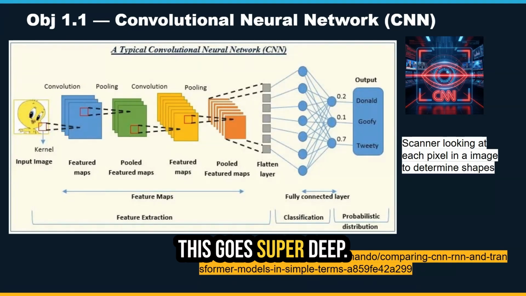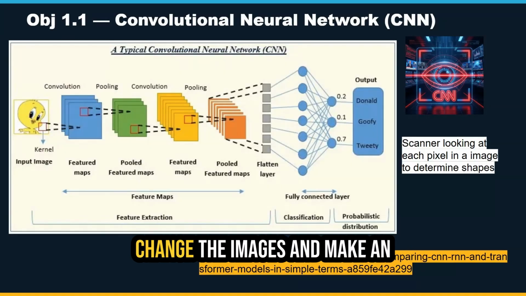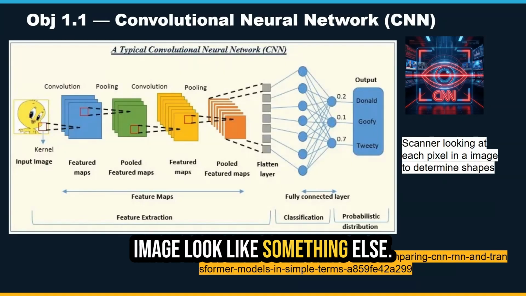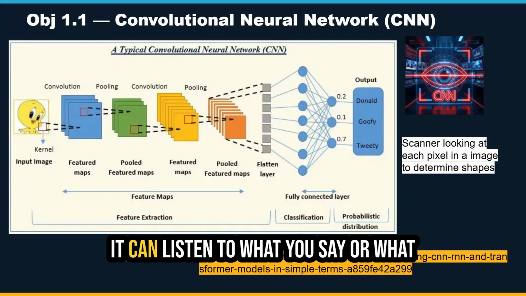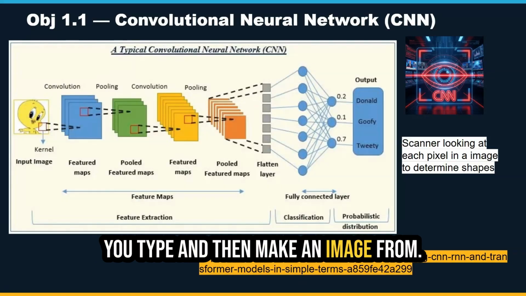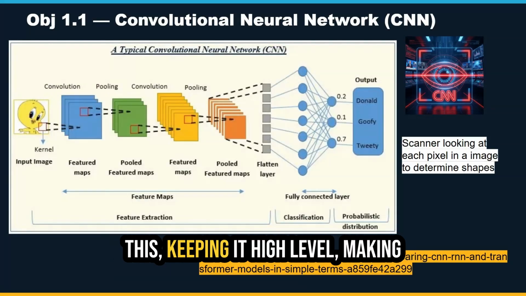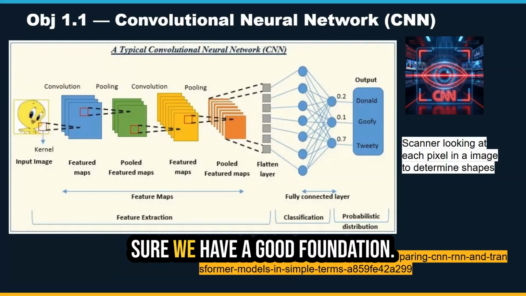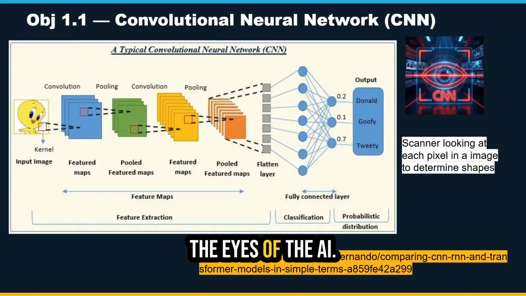Now, this goes super deep. It goes into diffusion, where it can change the images and make an image look like something else, and natural language processing, where it can listen to what you say or what you type and then make an image from it. There's all kinds of things that this can do, but for the purposes of this, keeping it high level and making sure we have a good foundation, just think: convolutional neural networks is the eyes of the AI.